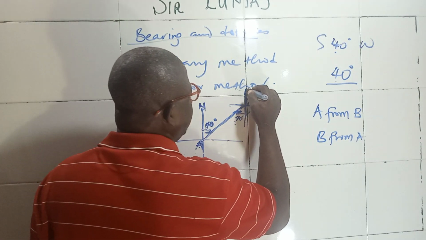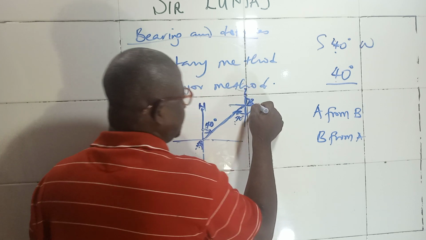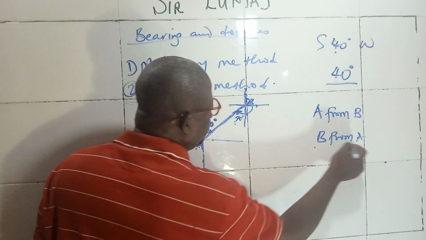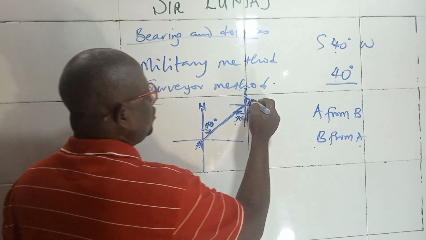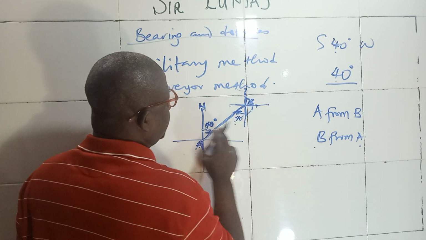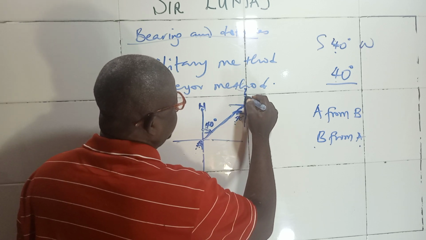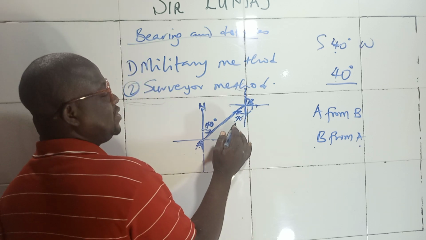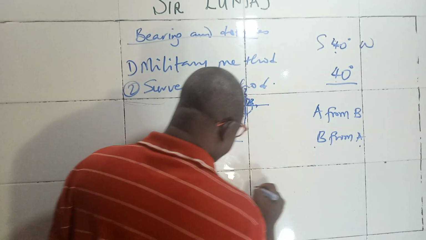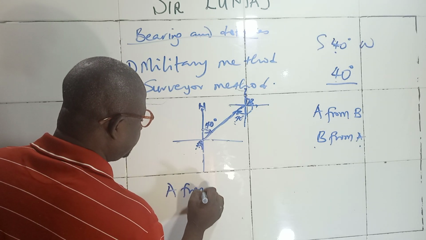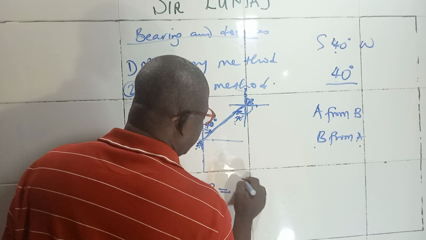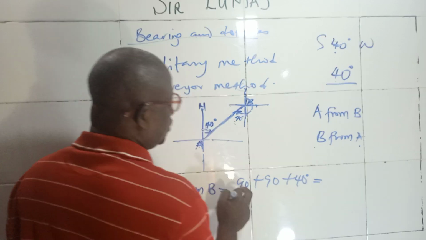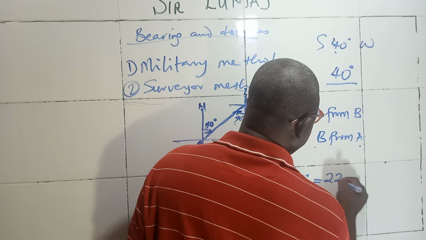So A from the north of B to this point is 90 degrees. From this point to this point is another 90 degrees. Then A from B will be from here to this point. You have already got that from here to this point is 180, then you add this 40 degrees to it. So A from B is 90 plus 90 plus 40 degrees, which is 180 plus 40, that is 220 degrees.